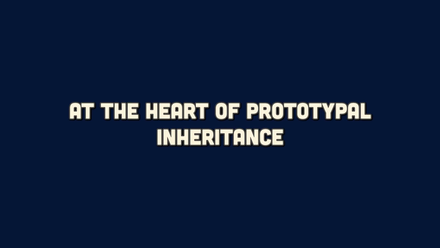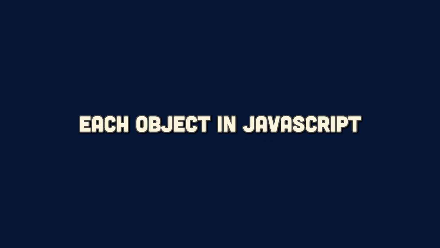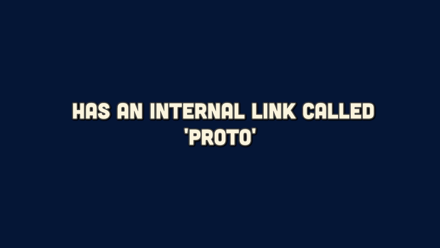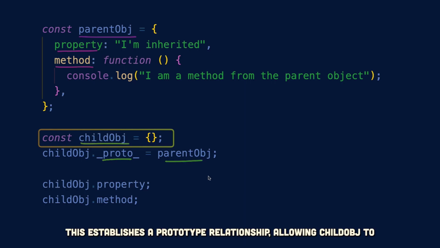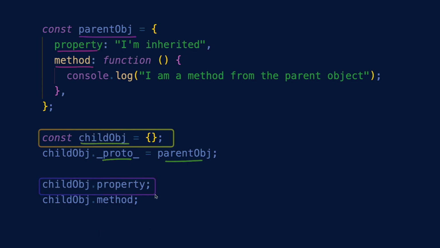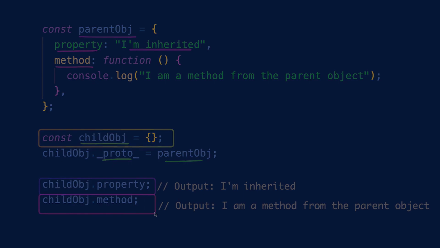At the heart of prototypal inheritance is the concept of prototypes. Each object in JavaScript has an internal link called __proto__ that points to its prototype. Let's visualize it. In this example, we have an object parentObject with a property called property and a method called method. We create a new object called childObject and set its __proto__ property to parentObject. This establishes a prototype relationship, allowing childObject to inherit the property and method from parentObject. Thus, accessing childObject.property retrieves the inherited value, and calling childObject.method executes the inherited method.